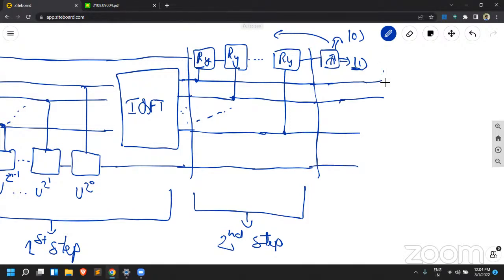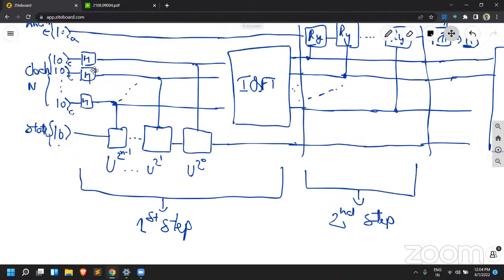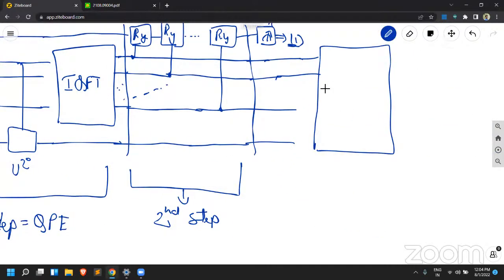actually apply the inverse of everything that we applied in the first part. So this first part, which includes the Hadamard gates, these unitary rotations and the inverse quantum Fourier transform, is actually known as quantum phase estimation. So now you have to apply the inverse of quantum phase estimation, and then after that perform the measurement on our state register, and this will yield our x vector, which is our solution vector.